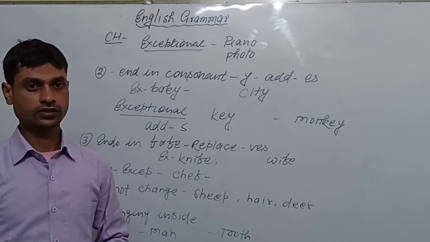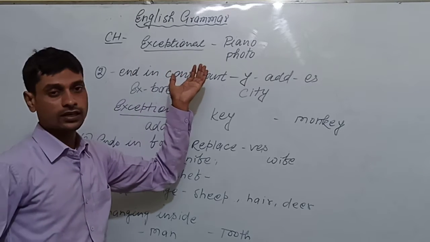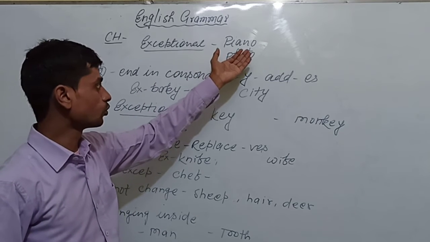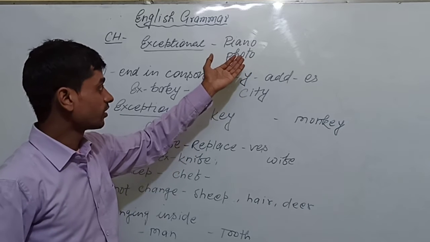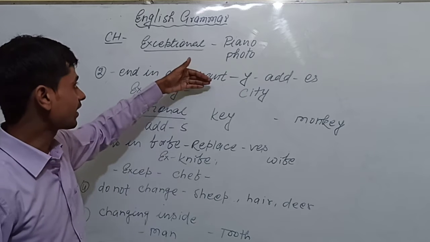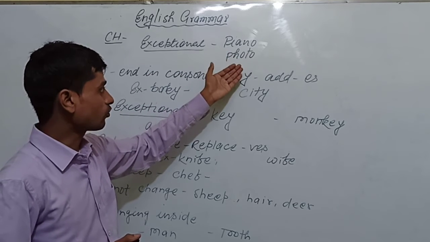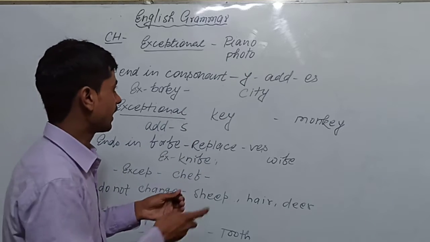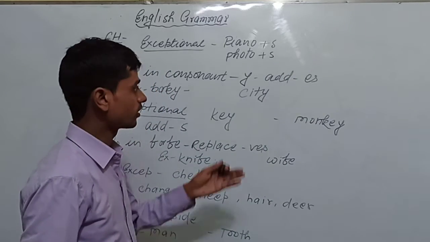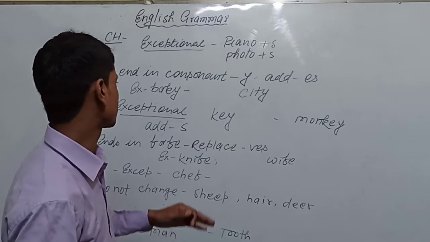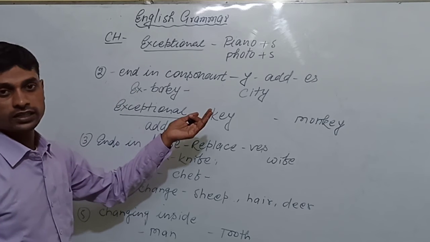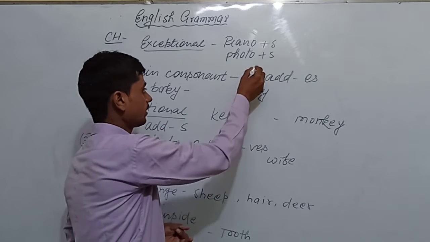Now students, there is an exception in this rule, just like piano, photo. The last letter is O. But what is the rule saying? If the last letter is O, then we have to use es. But in this case, there is an exception. Piano and photo are exceptional words in which we add only s, and it will be plural: pianos and photos. So remember this.